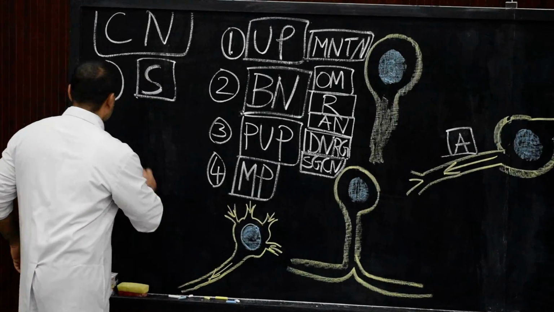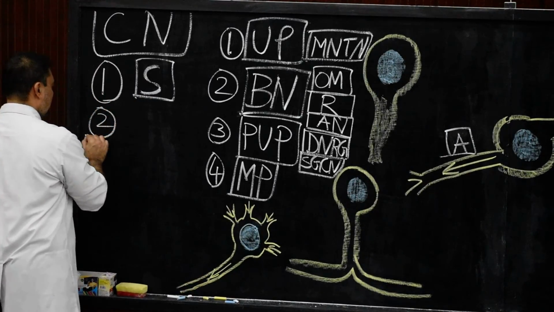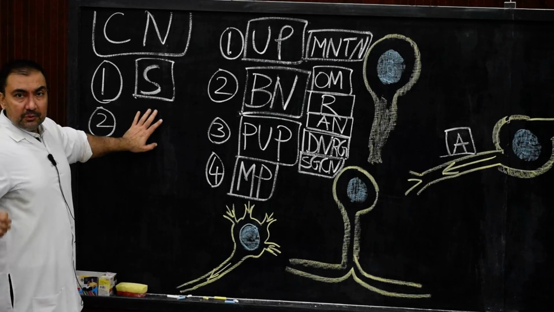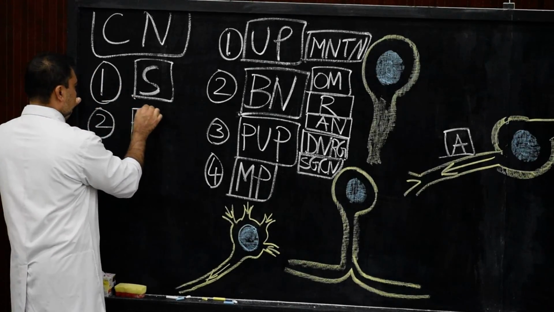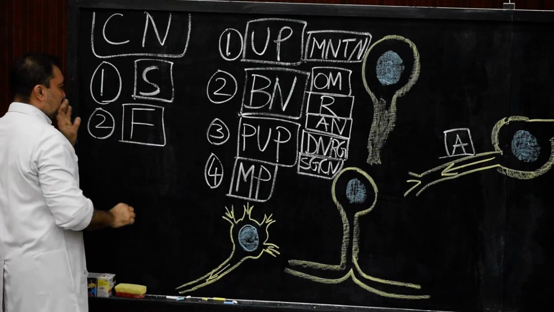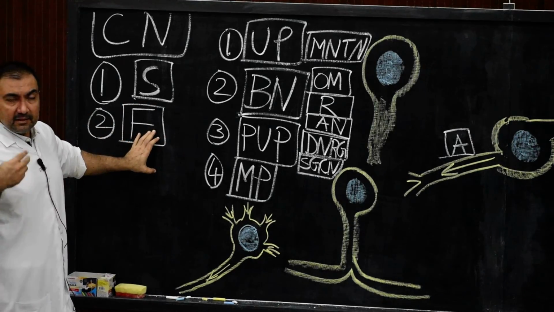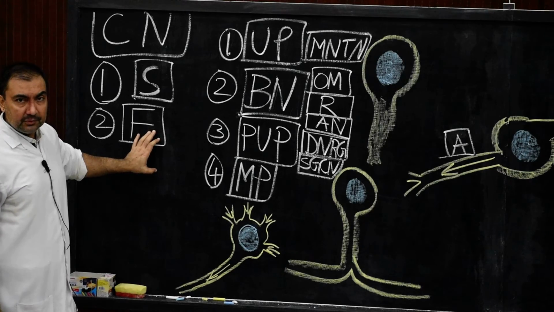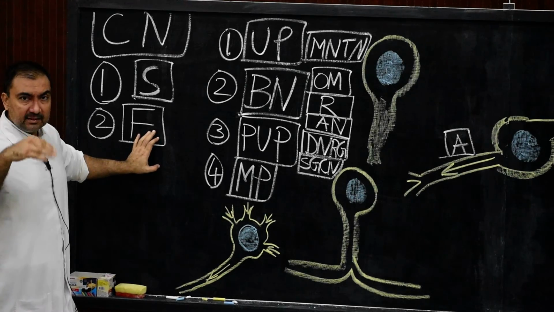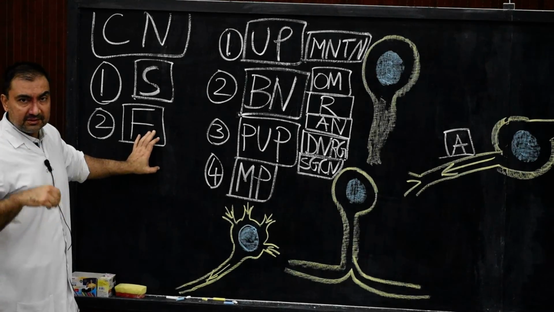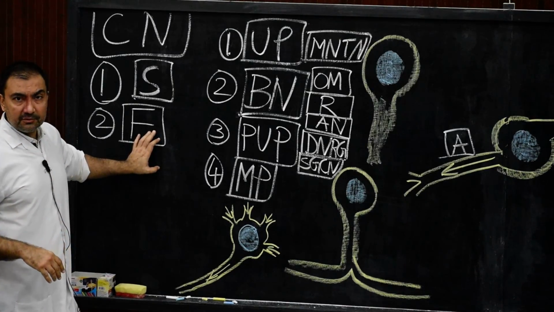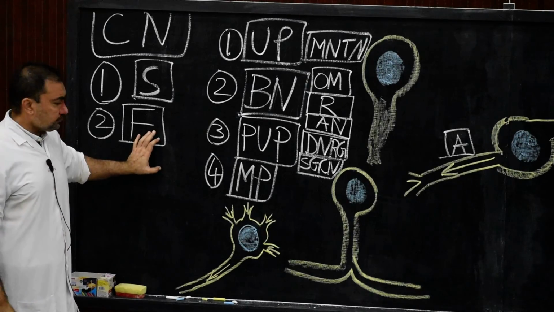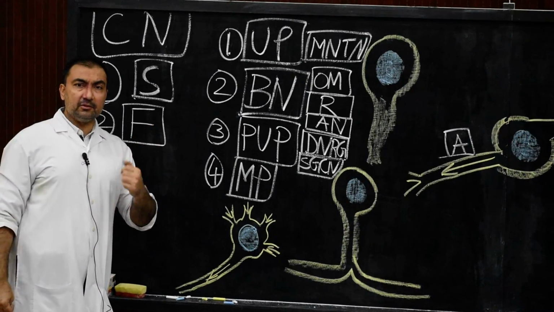Now, second variety of classification, depending upon their functions. What are the functions of those neurons? They are divided into three basic categories depending upon their functions, and they are sensory neurons, or they are called receptor neurons. Second is connector neurons, or they are called internuncial neurons. And third variety will be motor neurons, or they are called effector neurons.